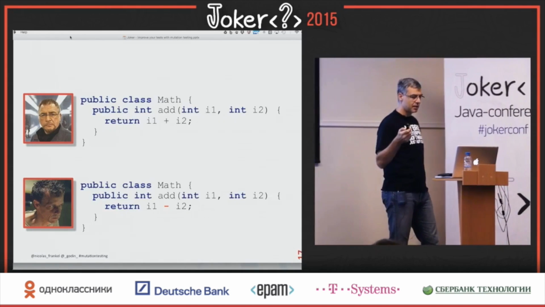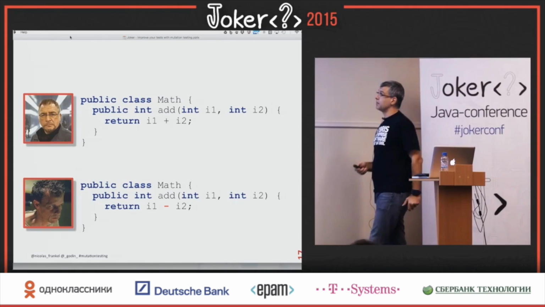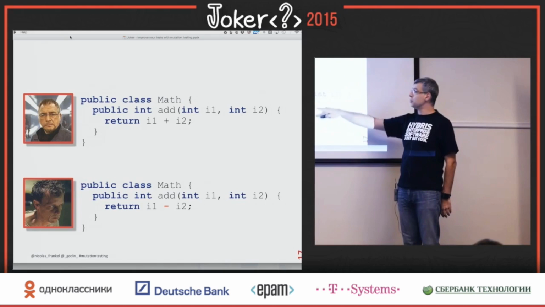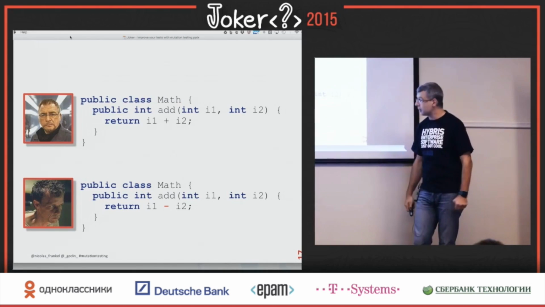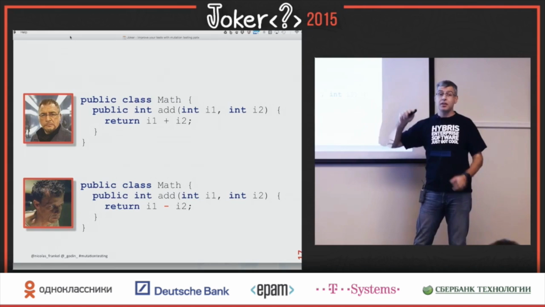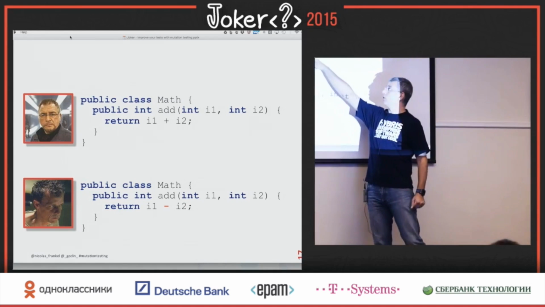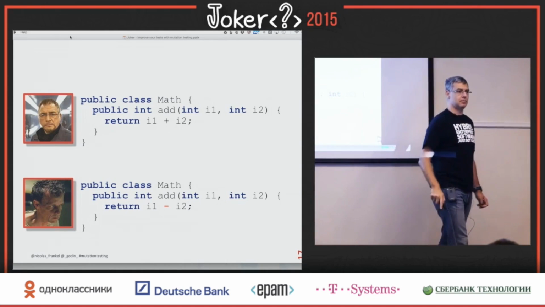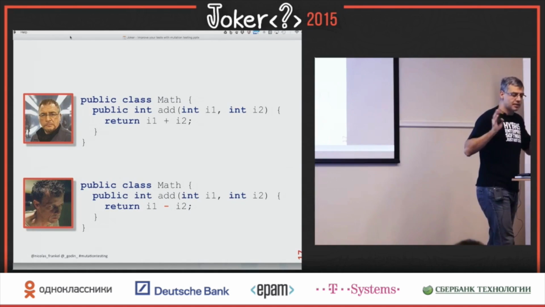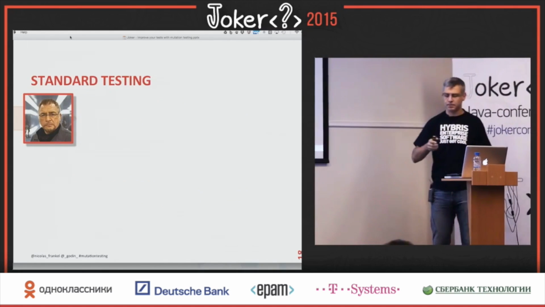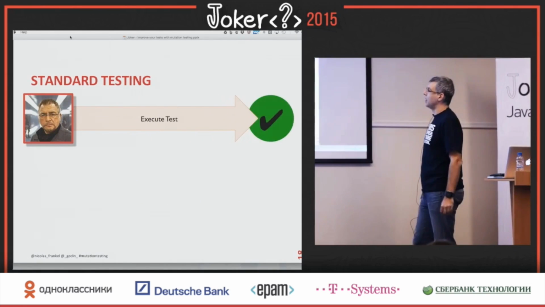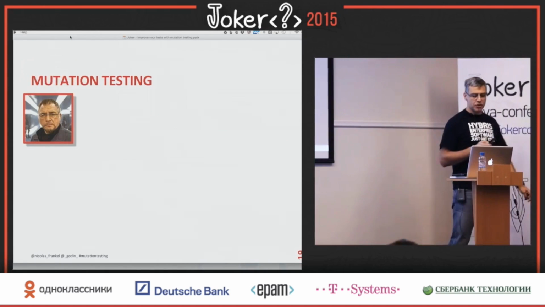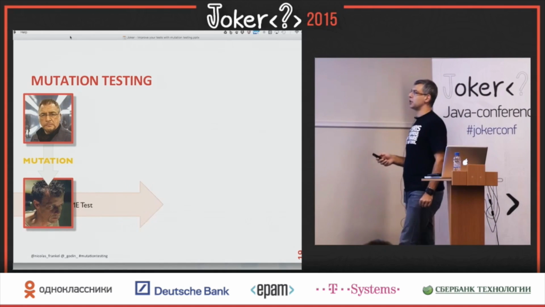So mutation testing goes like this. I will have my math class that I want to test, and I will create a mutant out of it. And notice that I'm updating the production code. So here in my original code, I have a plus. In my mutant, I have a minus. So I take nearly the same code, but I just change a little bit. So with standard testing, it goes like this. I execute my test. I've got it green. I'm very happy. With mutation testing, I will create a mutation.